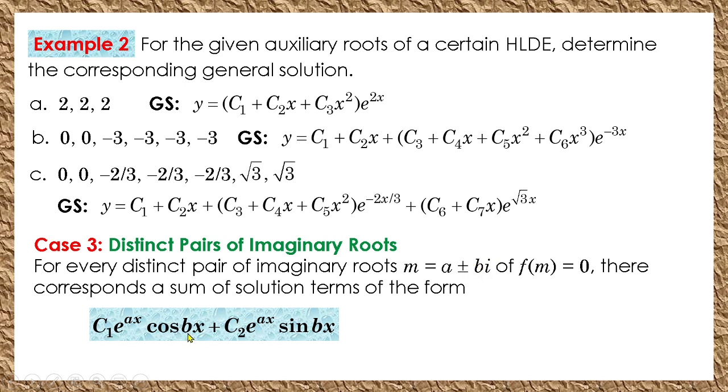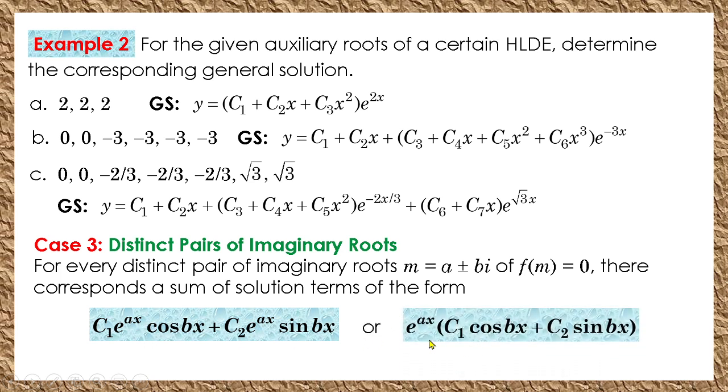You are going to put in the argument ng cosine at sine. Okay? So yung b. So you have c sub 1 e to the ax, cosine bx, plus c sub 2 e to the ax sin bx. Laging ganyan ang format ng bawat pair na makukuha nyo. Or, in factored form, because e to the ax is common, you have e to the ax multiply c1 cosine bx plus c sub 2 sin bx. Laging ganyan ang format ng solution.